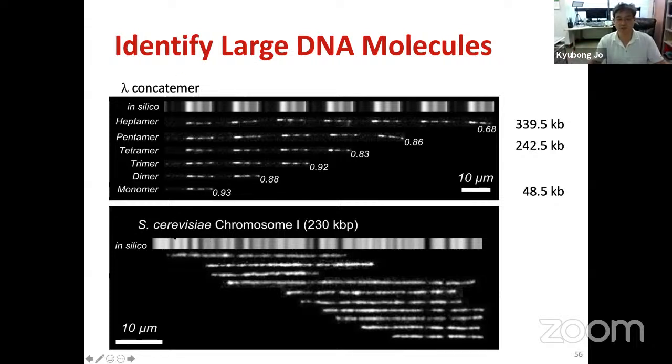At the same time, we used chromosome 1 of S. cerevisiae, the yeast. The whole size is 230 kb, and we stained the yeast chromosome with these chemicals. Then we saw some specific patterns, and we aligned them like in these figures. And we can see that we can cover the whole chromosome using these technologies.